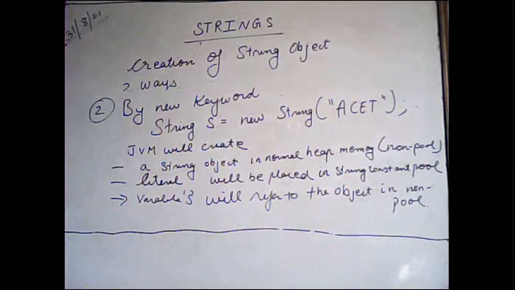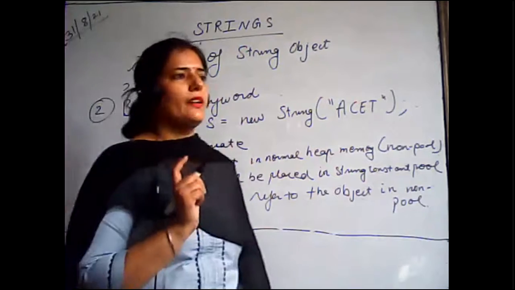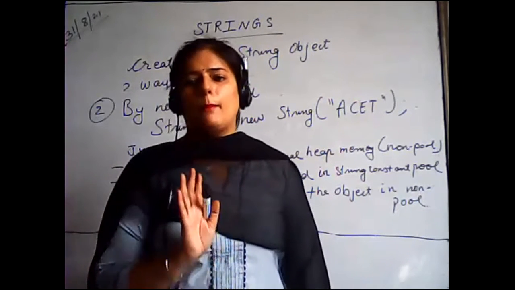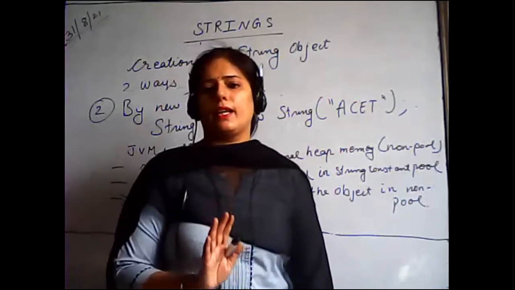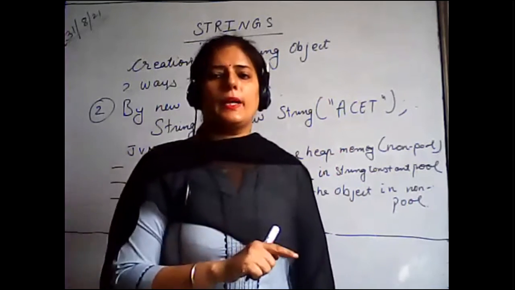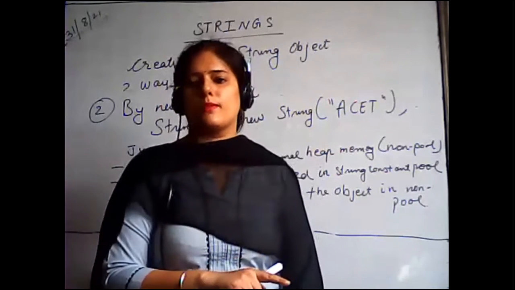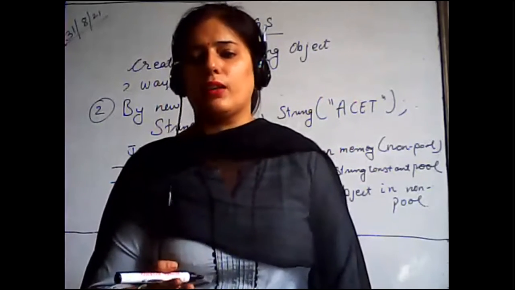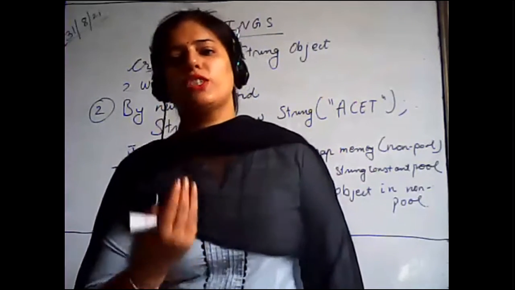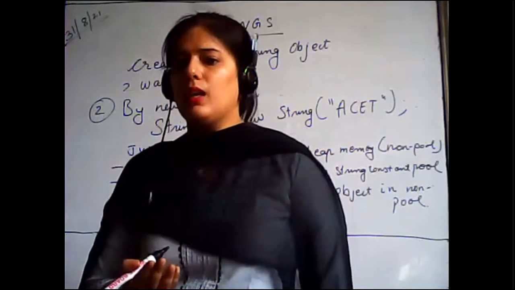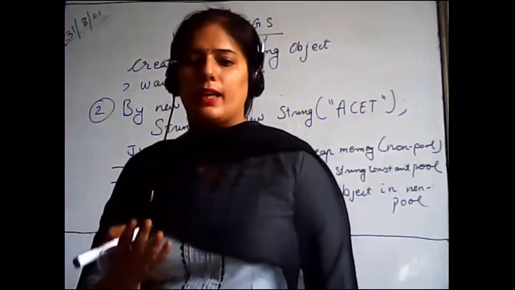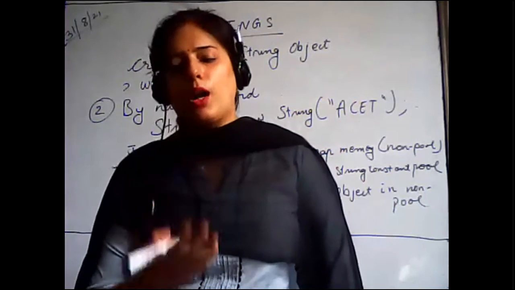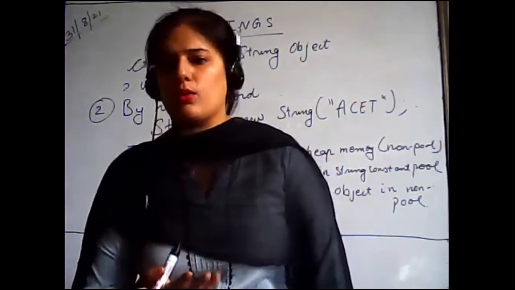The second method that we are discussing here is that we can create a string object by using the new keyword. Now this method is different from the first method. Why so? Because at that time we were directly referring to the string constant pool and checking whether that particular string is available. If it is, we don't have to create the object again. We can simply refer to the literal already available in the string constant pool.